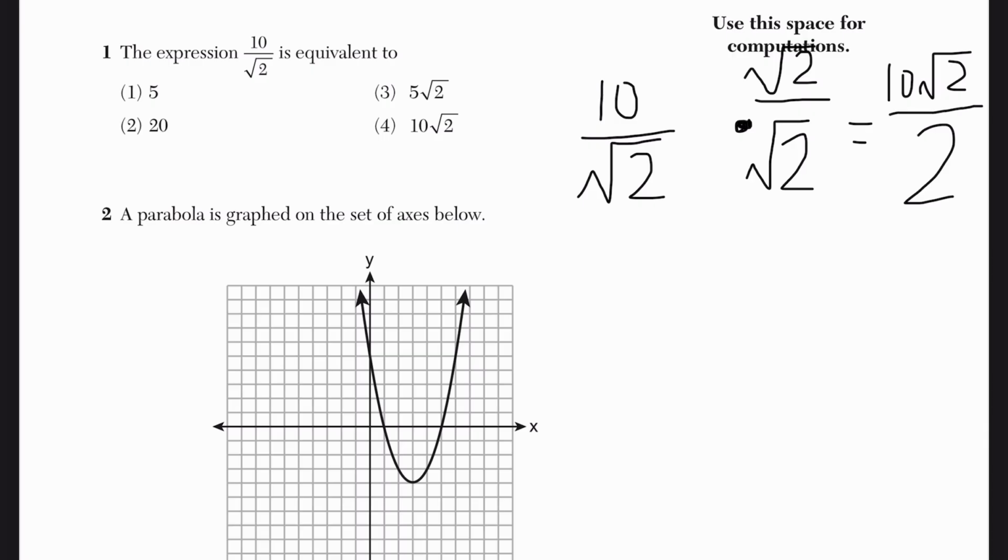Unfortunately, it's not one of our answer choices. We have to do one more bit of simplifying, and then we could do 10 divided by 2. That gives us 5, and the radical 2 left over, which is answer choice 3.